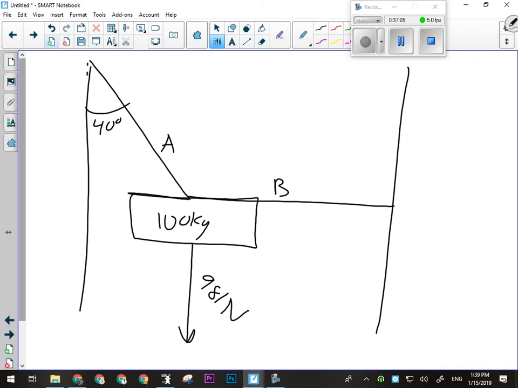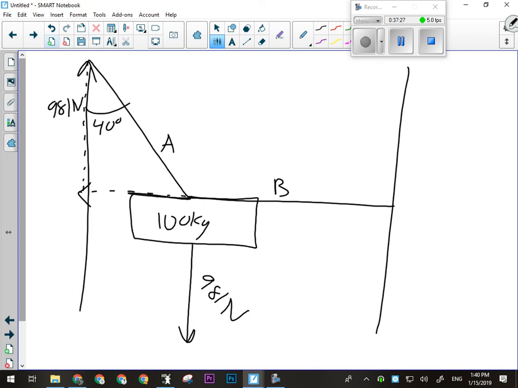The vertical part. Okay, so cable A has a vertical component and a horizontal component. Its horizontal component is pulling against cable B. Its vertical component is pulling against gravity, and we know that it's 981 newtons. What's the net force in this question? 0. That's an important thing to recognize as well.